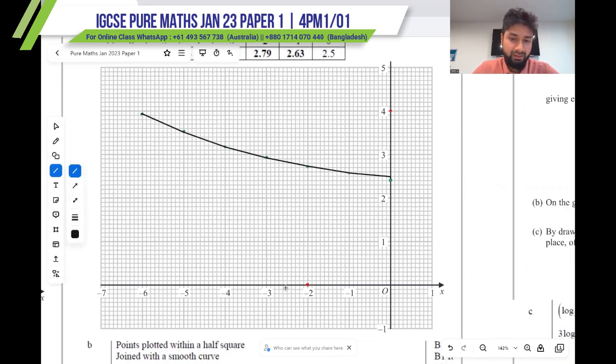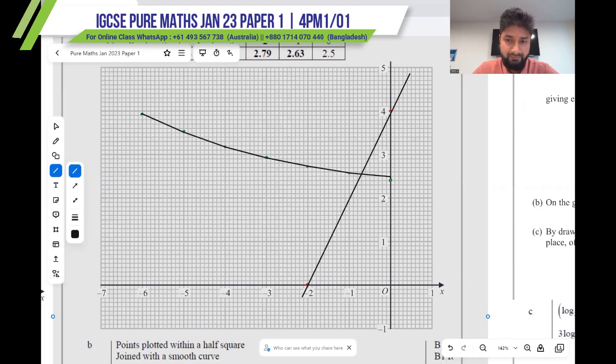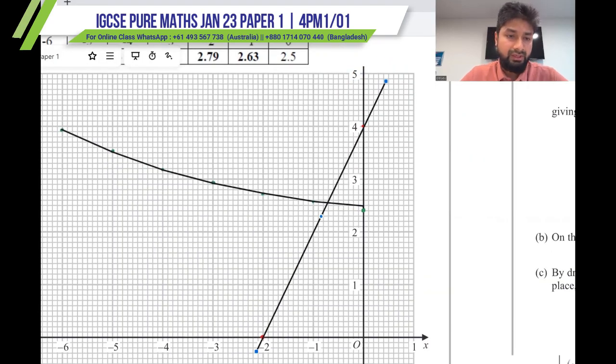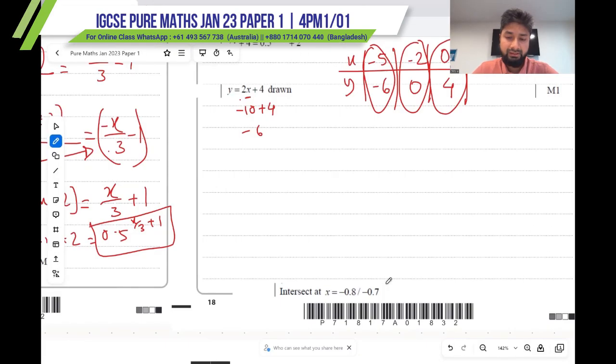When I draw a straight line, it will be something like this. After drawing the straight line, we can see the connecting point is actually this one, which is somewhere over here, and if I count, it is like -0.7. In the mark scheme, we can see both the answers are correct. If someone finds -0.8 or -0.7, they will be flexible over here. They can give you 1 mark for this one.